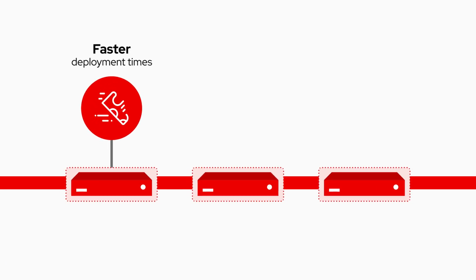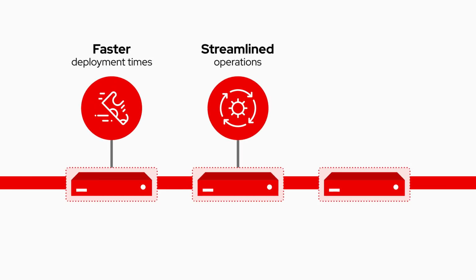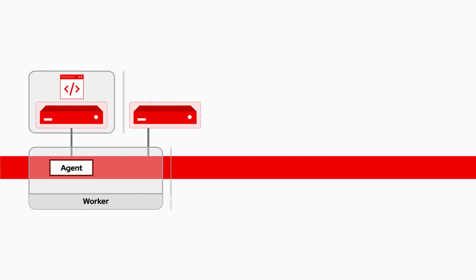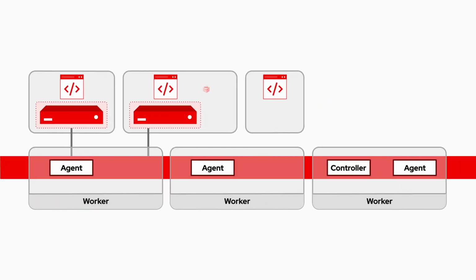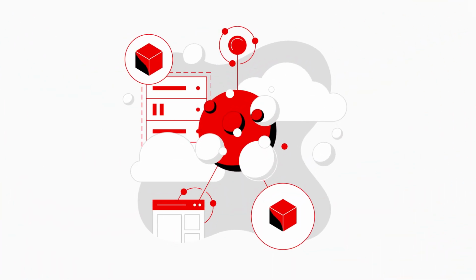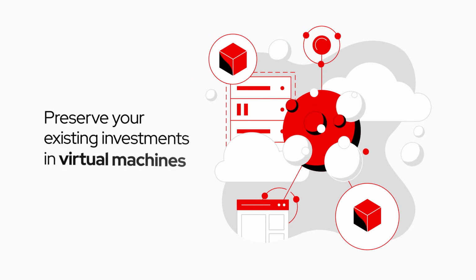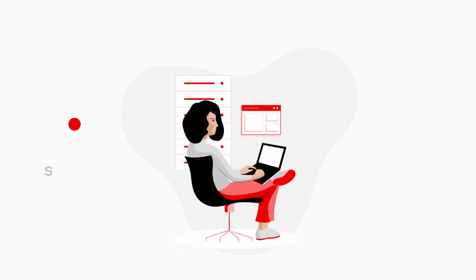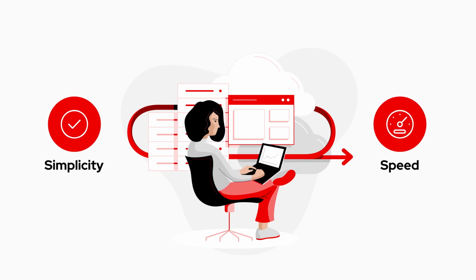Experience faster deployment times, streamlined operations, and enhanced developer productivity while running your virtual machines alongside containers using the same set of tools and processes. By modernizing with OpenShift Virtualization, you preserve your existing investments in virtual machines and harness the simplicity and speed of a modern hybrid cloud application platform.